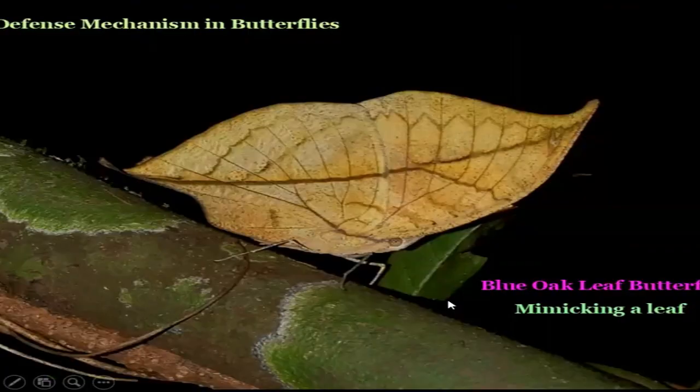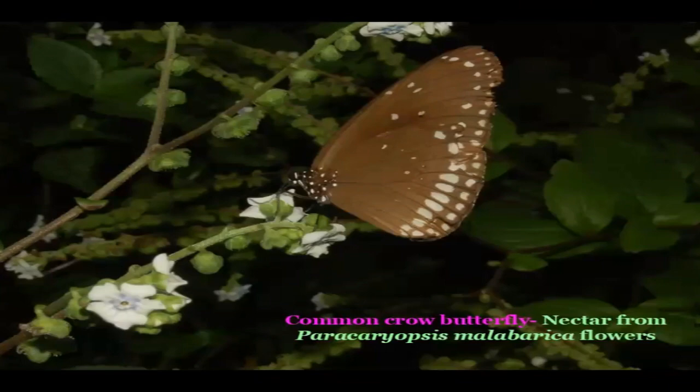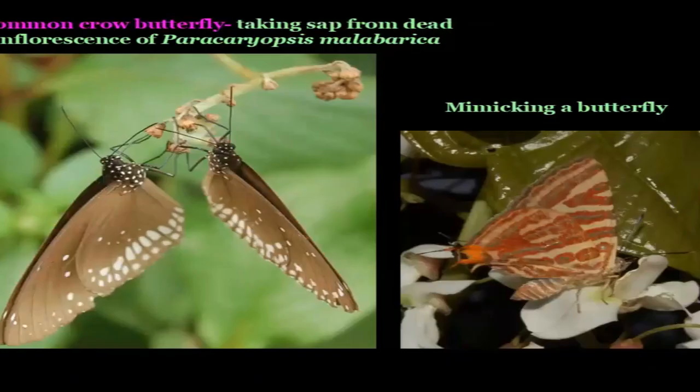Now some butterflies are like leaf. This is called the oak leaf butterfly, mimicking a leaf. It has a defense mechanism. This is common crow. Now it is also piercing its proboscis somewhere in the flower. This plant is also endemic. You can see the way it is showing that the structure mimicking a butterfly. We can say mimicking butterfly.